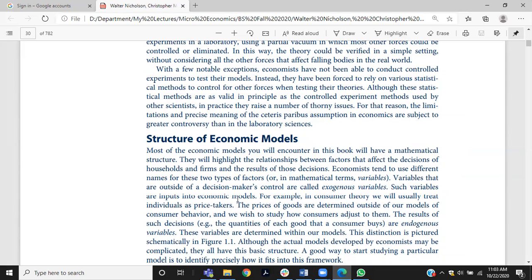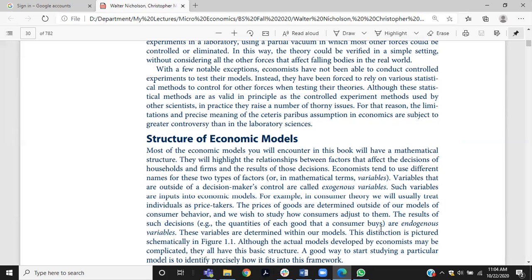Variables that are outside of a decision maker's control are known as exogenous variables. Such variables are inputs into economic models. For example, in consumer theory, we will usually treat individuals as price takers. The prices of goods are determined outside of our models of consumer behavior, and we wish to study how consumers adjust to them. The results of such decisions, for example, the quantities of each good that a consumer buys, are endogenous variables.